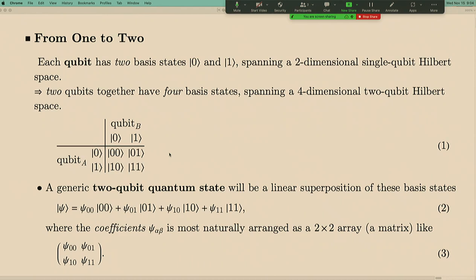As an example, I want to first talk about combining 2 qubits together. Each qubit, as we already know, has 2 basis states, 0 and 1. They span the 2-dimensional single particle Hilbert space. That's for a single qubit. But now, if I have 2 qubits in my system, then the 2 qubits together will have 4 basis states, spanning a 4-dimensional Hilbert space. We can arrange these 4 basis states in a table like this, which is labeled jointly by the state of the first qubit, or qubit A, and the state of the second qubit, or qubit B.